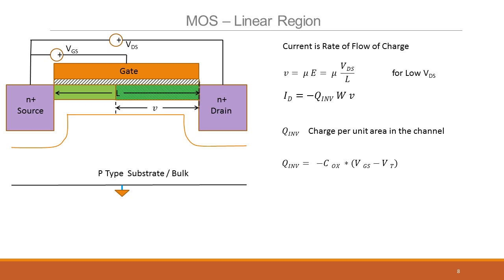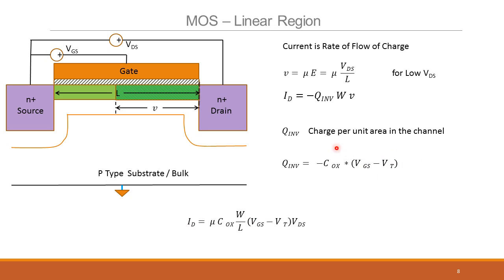QINV is the unit per charge. So QINV now is nothing but minus Cox (VGS minus VT). Minus because it is the electron charge here. So Cox into the excess voltage above the threshold voltage that has been applied. You've seen this from the capacitor as well. Right? So we just substitute it back.